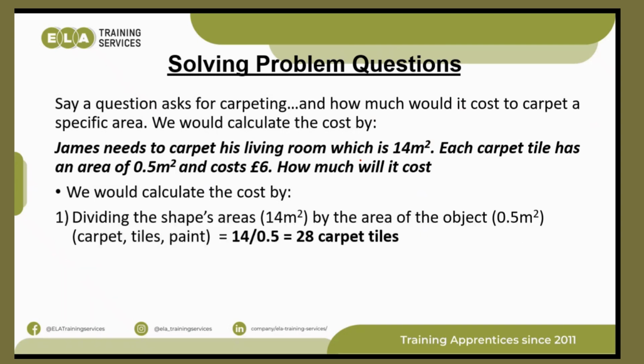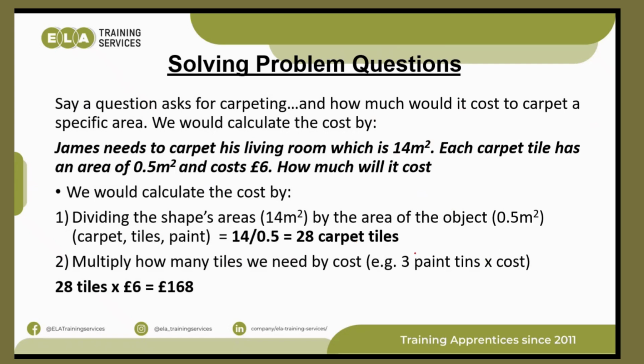So we calculate the cost by dividing the shape's area by the area of the object. So if it isn't given to you, you might have to work it out first. So length times width. And then we divide it by the area of the object. So we're going to do 14, which is our area, divided by the area of our object, which is our carpet tiles, is 0.5. And that tells us we need 28 carpet tiles. And then to work out the cost, we multiply how many of the object we need, which here is 28, by the cost of each one. So 28 times 6 tells us it will cost £168 to carpet the area.